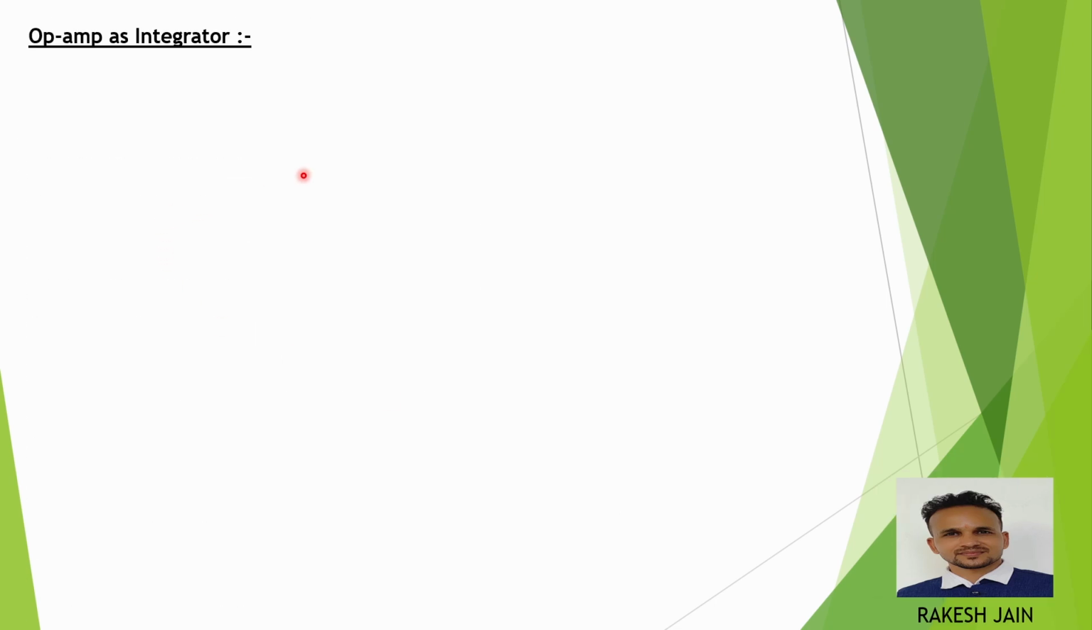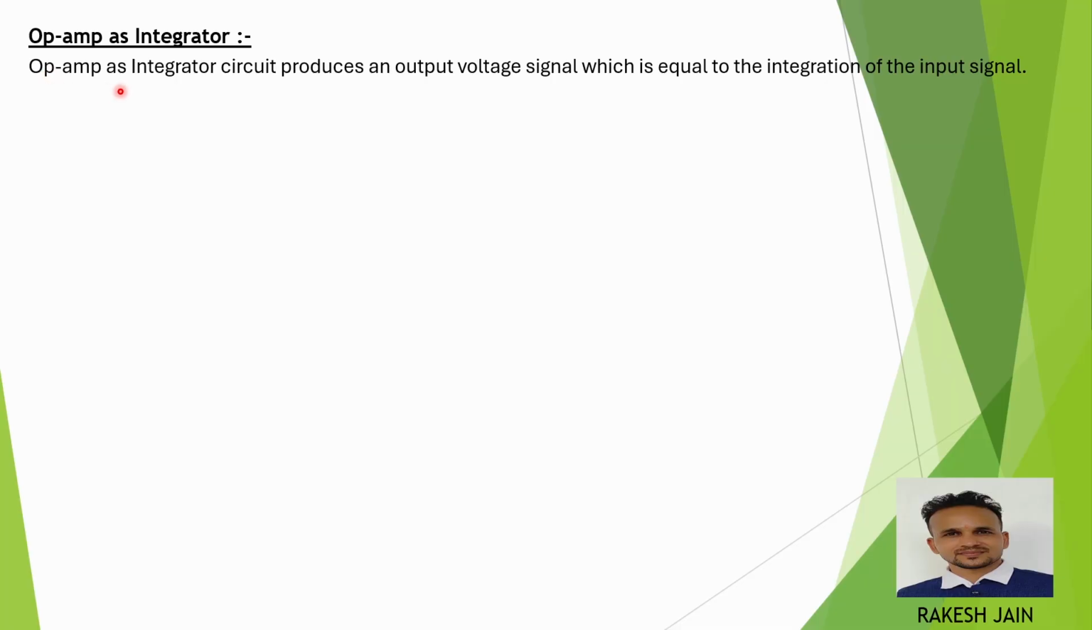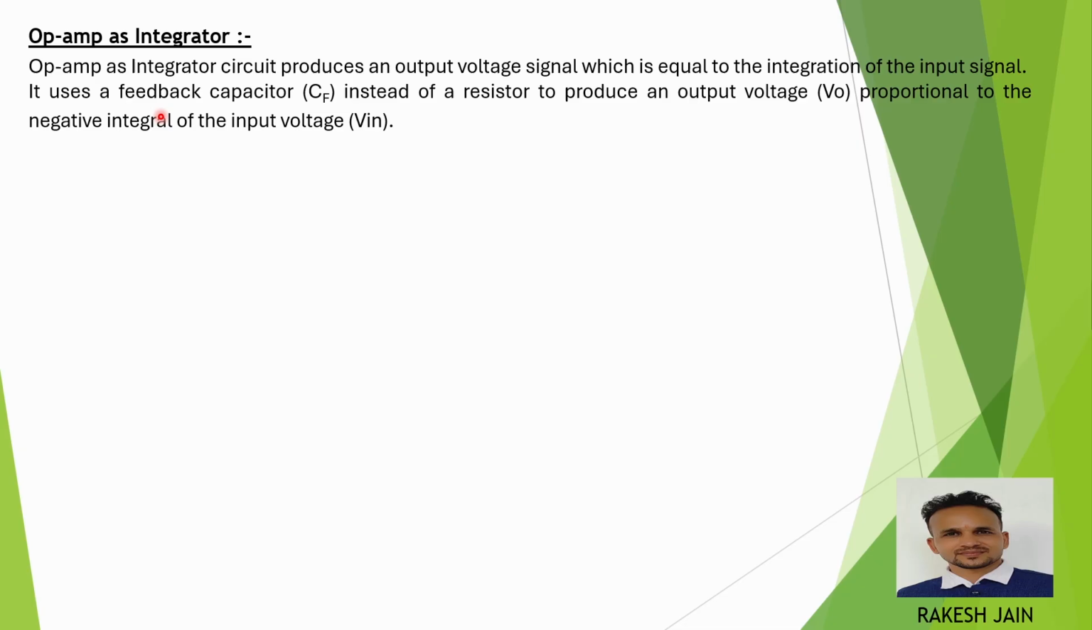Now, operational amplifier as an integrator. As the name implies, an operational amplifier integrator circuit produces an output voltage signal which is equal to the integration of the input signal. It uses a feedback capacitor CF instead of a resistor to produce an output voltage V node which is proportional to the negative integral of the input voltage.